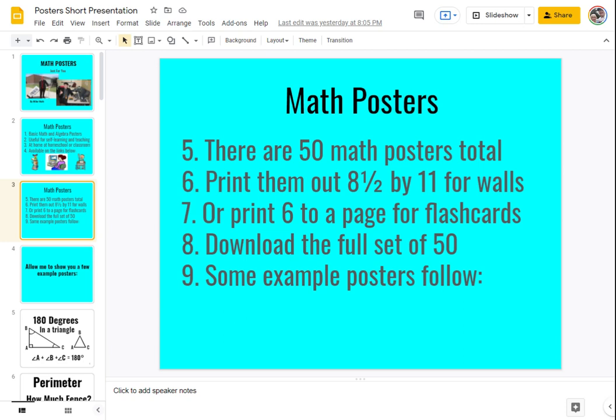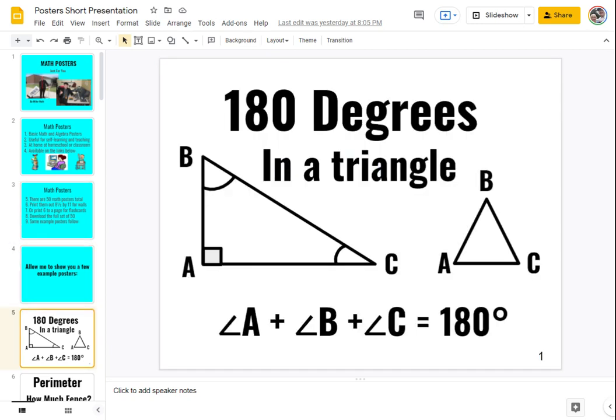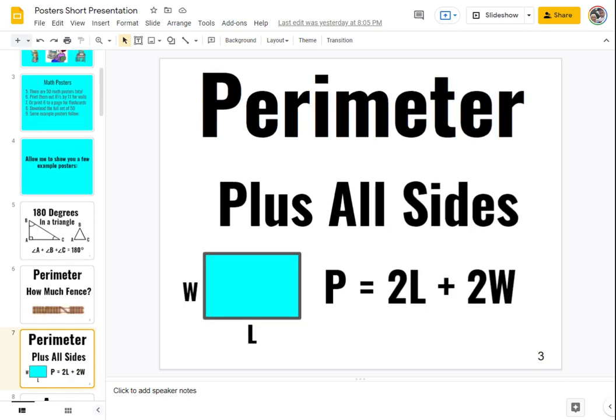Some example posters follow. So allow me to show you a few example posters. How many degrees in a triangle? There's 180. This is a useful fact, but it's simple. Perimeter answers the question, how much fence? How many sides add together to make perimeter? The 2 sides, 2 lengths, and 2 widths.